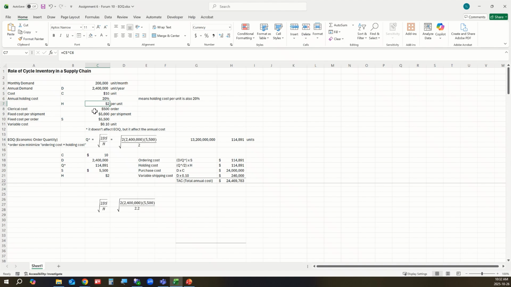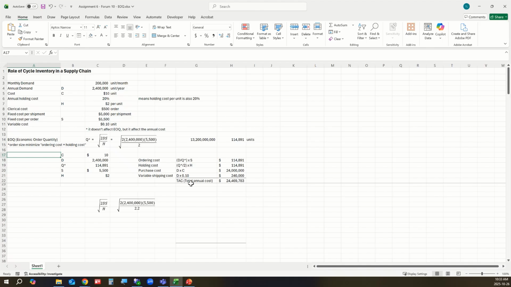The clerical cost is $500 per order. The fixed cost per shipment is $5,000 per shipment. So the fixed cost per order would be $5,500. The variable cost is 10 cents per unit. The variable cost doesn't affect the order quantity, but it will affect the annual cost.